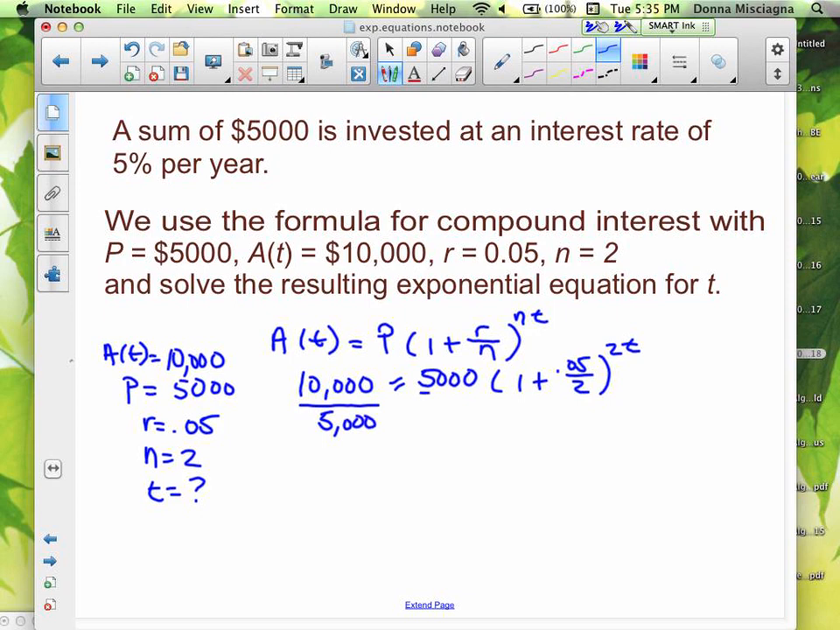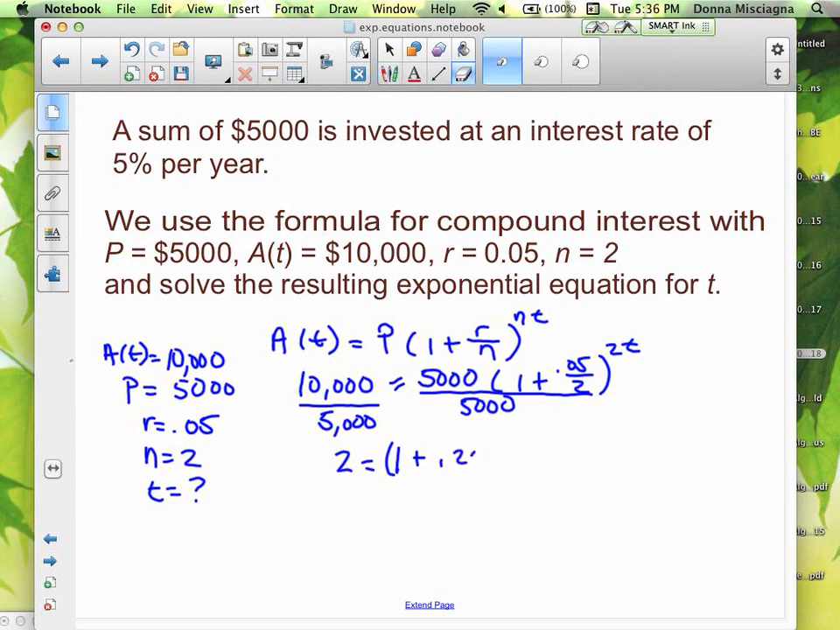So we'll divide both sides by 5,000 because that's our starting amount, and that's a coefficient. We can't have that there. Well, 10,000 divided by 5,000, that's just 2. That makes sense because we want our money to double. All right, so 2 equals 1 plus, let's simplify this 0.05 divided by 2. That's just going to be 0.025, or 5%, it's going to be 2.5%.